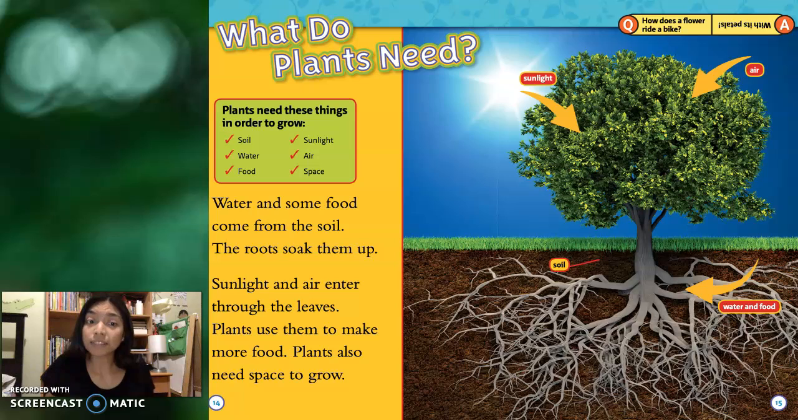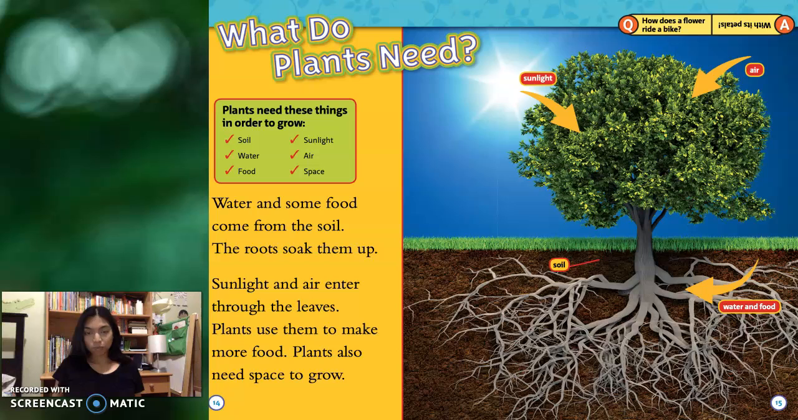So what do plants need? This is something that we've been talking about for weeks now. So plants need these things in order to grow. They need soil, water, food, sunlight, air, and space, okay? Water and some food come from the soil. The roots soak them up. Sunlight and air enter through the leaves. Plants use them to make more food. Plants also need space to grow.